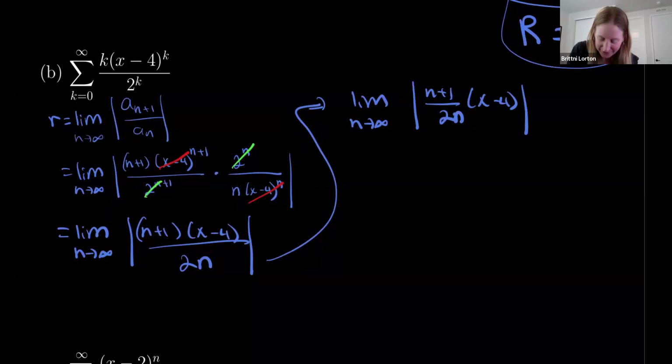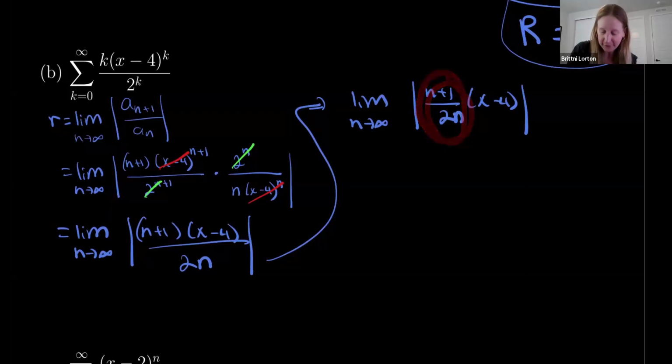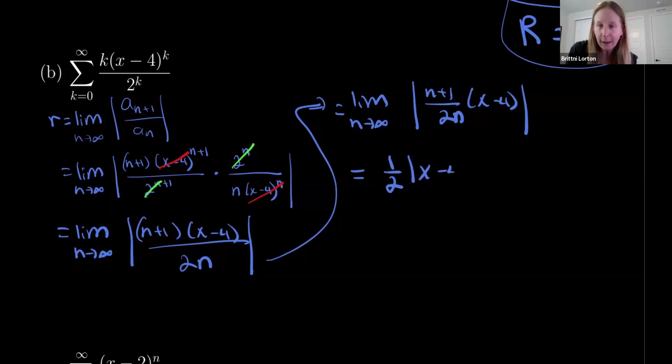Okay. I'm taking the limit now as n goes to infinity. And this circled piece right here, if I'm looking just at n, I can do L'Hopital's rule really quick in my head. 1 over 2. So this becomes 1 over 2. Don't forget the absolute value because I don't know what x is. So it's 1/2 times the absolute value of whatever x minus 4 is.